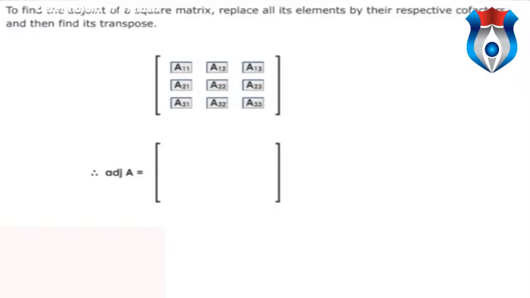Now we need to find the transpose of the matrix of cofactors. This is done by writing the rows of the matrix of cofactors as columns to form the adjoint of the given matrix as shown. So we get adjoint A.